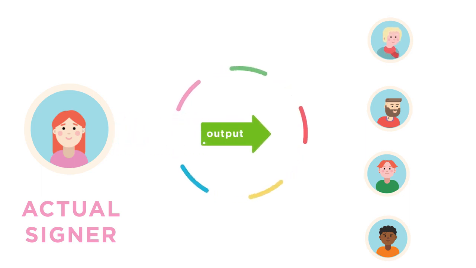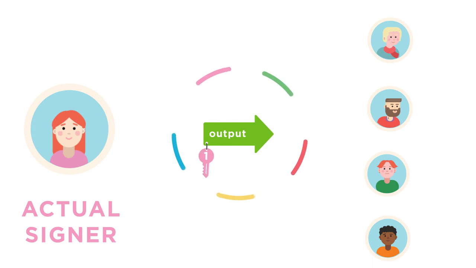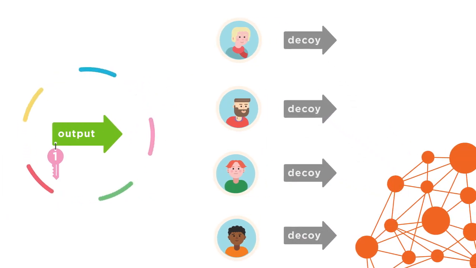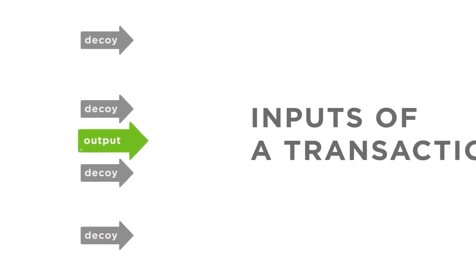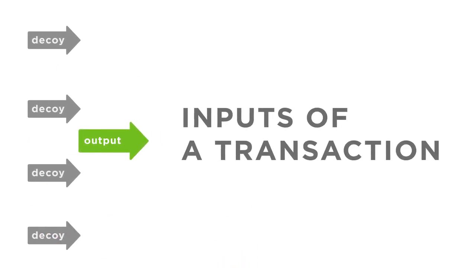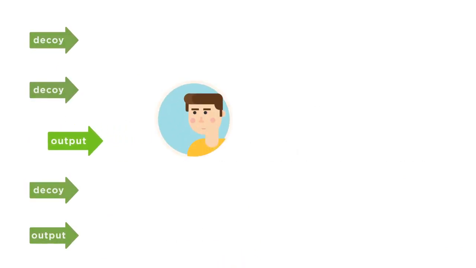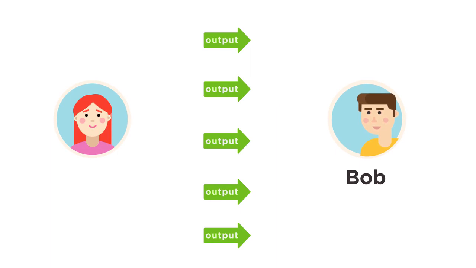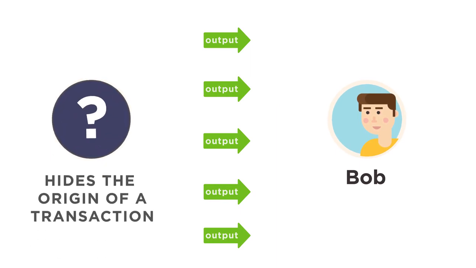The actual signer is a one-time spend key that corresponds with an output being sent from the sender's wallet. The non-signers are past transaction outputs pulled from the blockchain, which act as decoys. These outputs together make up the inputs of a transaction. To a third party, all of the inputs appear equally likely to be the output being spent in the transaction. This feature helps the sender hide the origin of the transaction by making all inputs indistinguishable from each other.